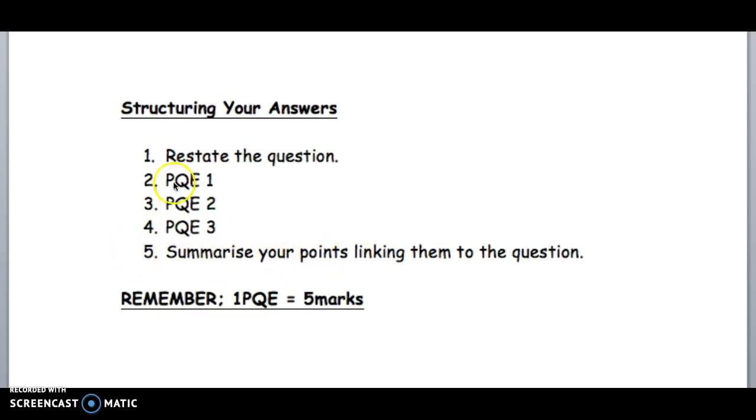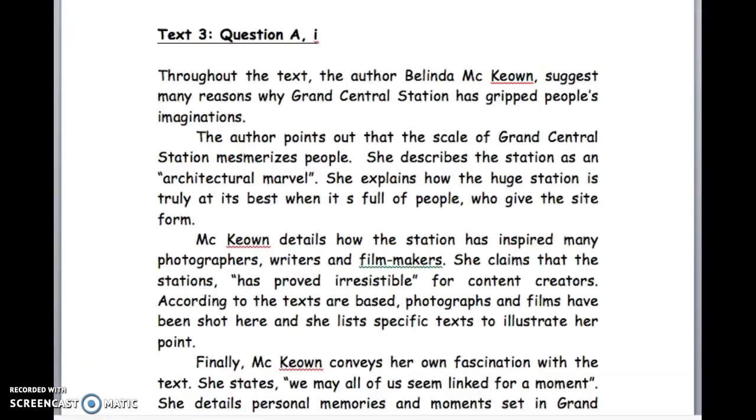So you list all of your P's that you've already stated and then link them back to the question. This is very important, remembering that 1 PQE is equal to 5 marks. Remember to write the name of the text, the section you're answering, and the question itself for each question. It can get confusing for examiners to know what you're answering on.